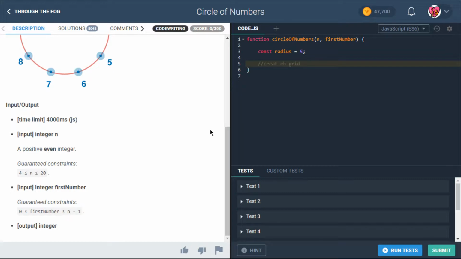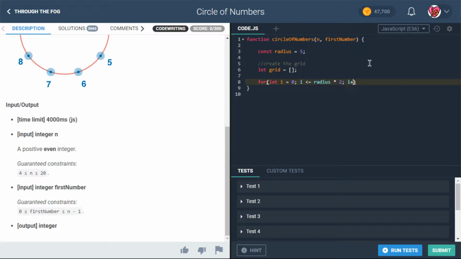Wait a second. How did so many spelling errors happen at once there? Oh boy. All right, so we're going to create the grid, and we'll do that sort of the way we did it before. Let grid be this empty array. We'll say for let i be assigned the value of 0, i is less than or equal to radius times 2. Okay.